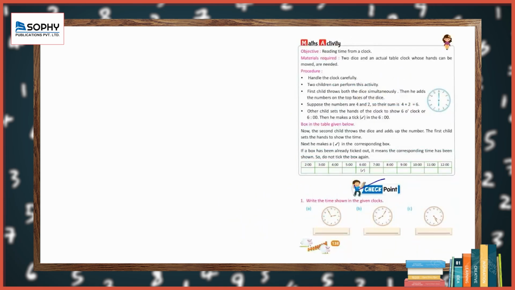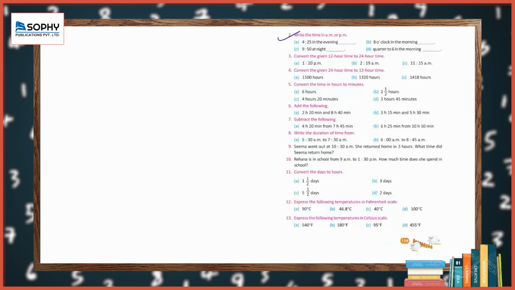Let's start with the checkpoint, students. In the first one, we have to write the time shown in the given clocks, that is, very good, students, 2:55. In the next one, write the time in AM or PM: 4:25 in the evening, PM, students. In the next one, we have to convert the 12-hour to 24-hour time. This will be 13:20 hours. We have to convert the 24-hour time to 12-hour time. This will be, very good, students, 11 AM.